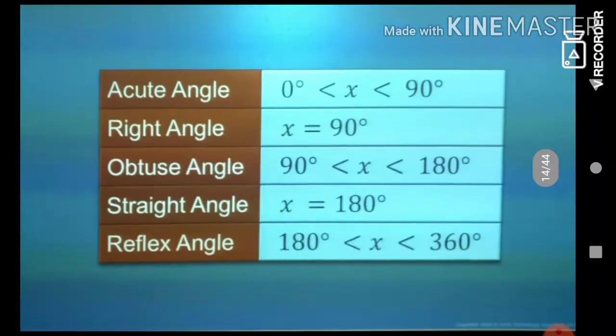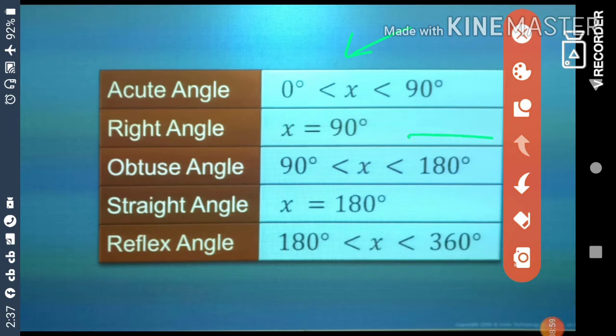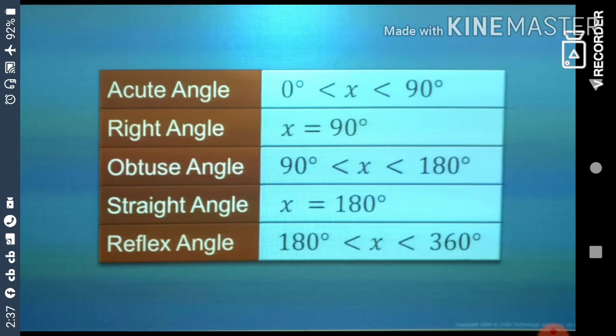Okay, next they have shown a short brief description about these angles. You can see here acute angle. Which angle? Acute angle is that angle which is more than 0 degree but less than 90 degree. Right angle is what? Which is equal to how much? 90 degree. Then obtuse angle is which one? Obtuse angle is the angle which is more than 90 degree but less than 180 degree. That is what? Obtuse angle.